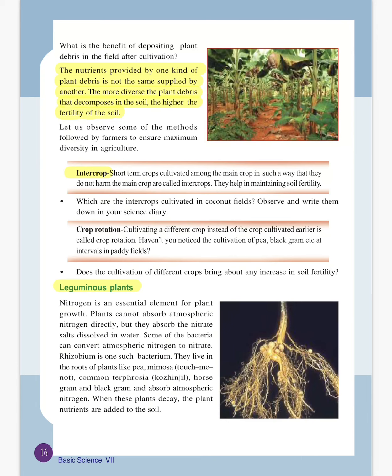So this is your page number 16. The nutrients provided by one kind of plant debris are not the same as those supplied by another. Plant debris means once we take out the harvest, we cut the plant and put it into the soil. The more diverse the plant debris that decomposes in the soil, the higher the fertility of soil. Suppose inside the soil, this pea plant falls and the leaves of plantain fall, and suppose mango tree leaves fall. The different types of leaves which fall into the soil increase the fertility of the soil to a great extent. So that is called green manure.